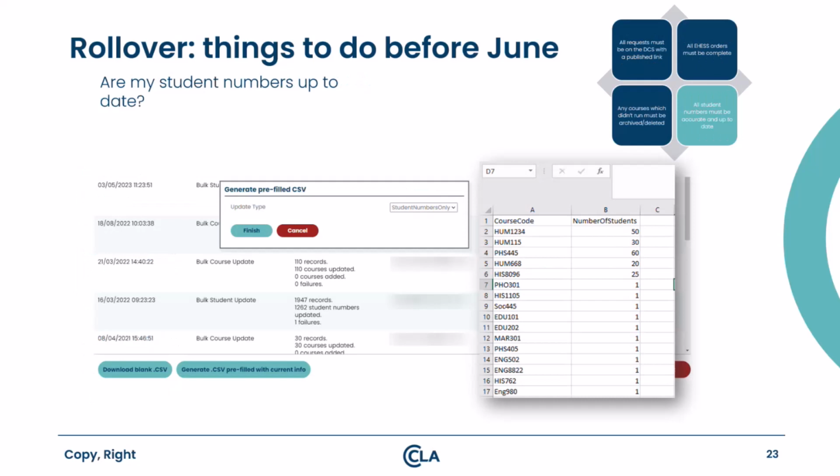So once you have archived or deleted any courses that didn't run, you're ready to update your student numbers. The quickest way to do this is by using the bulk course update function, and we will go over how to easily transfer numbers from one file to another by using VLOOKUP.